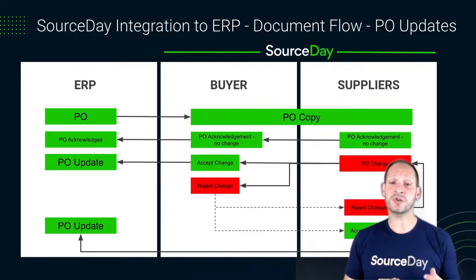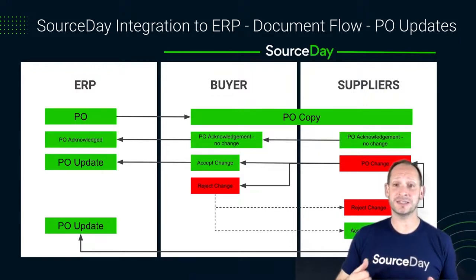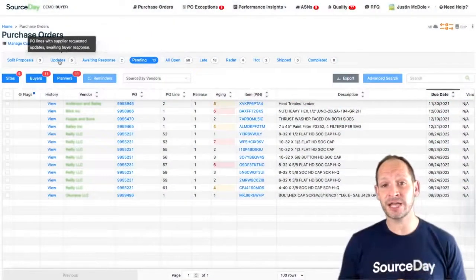We've built a tight integration in ERP that's ensuring all the PO details are up to date and accurate, making sure those downstream activities of production and planning are kept in sync. Let's jump back into the buyer dashboard and cover a few other areas that would be important to you.